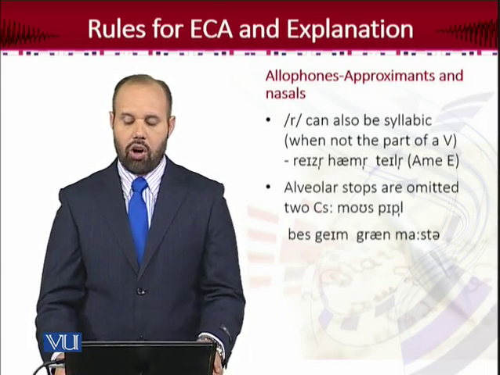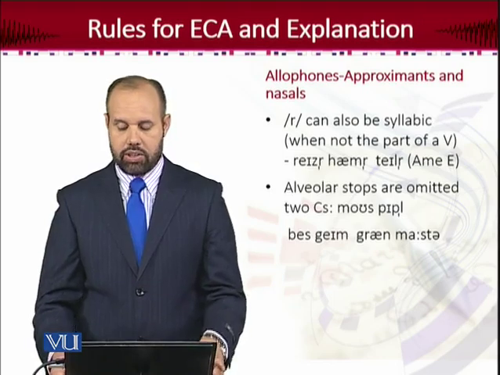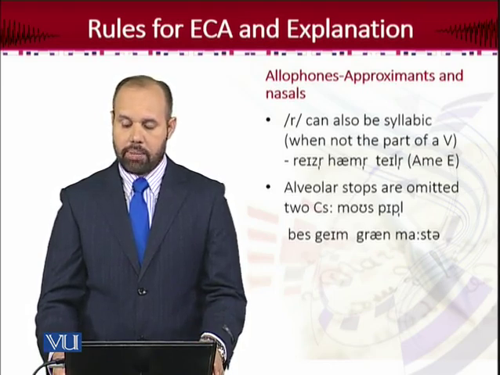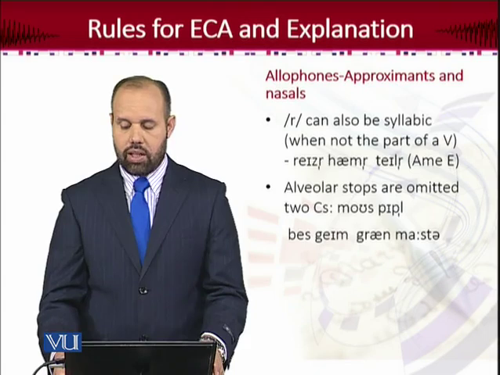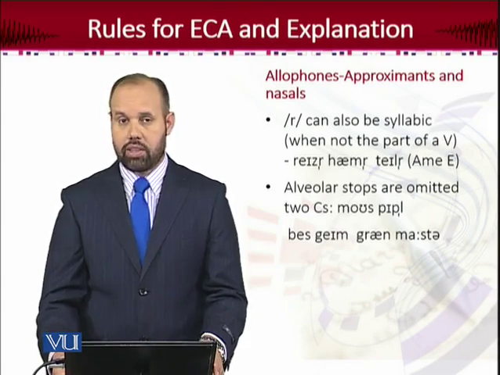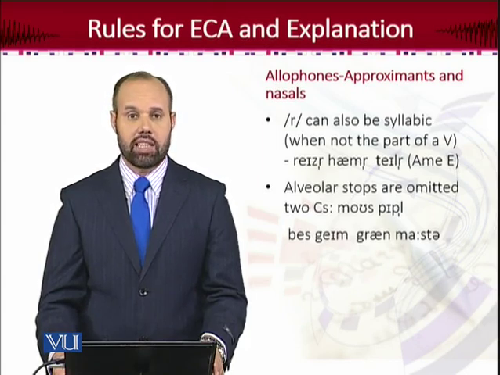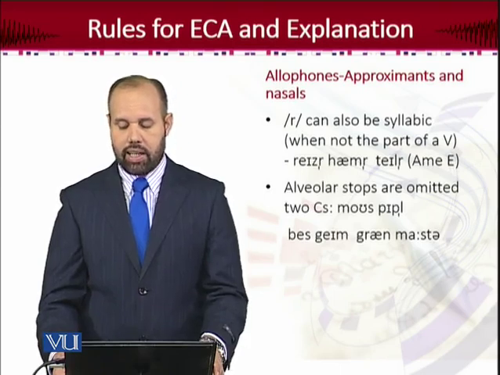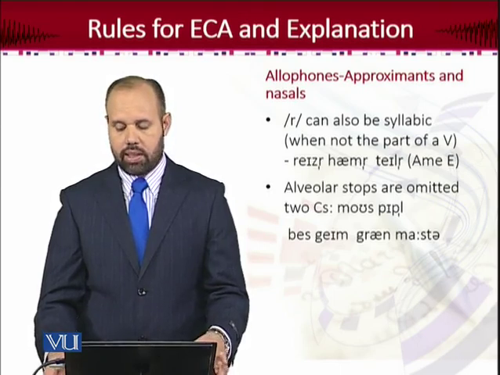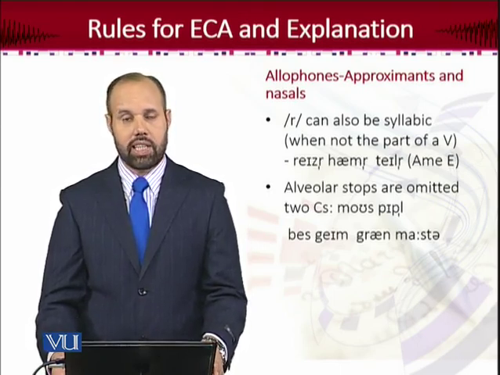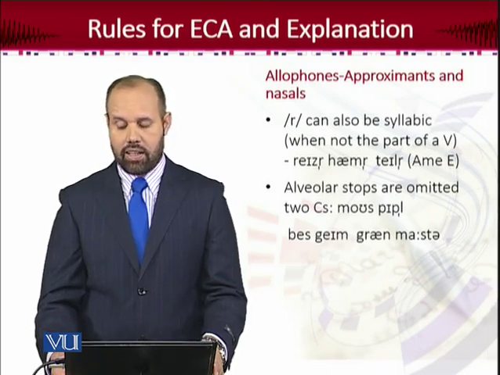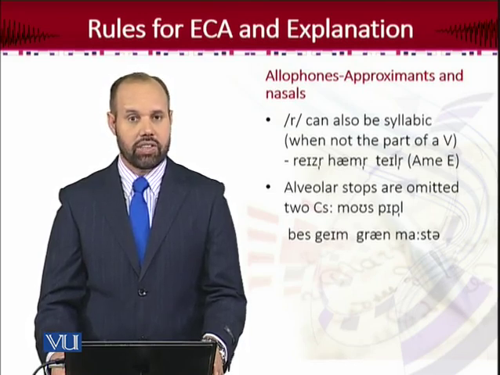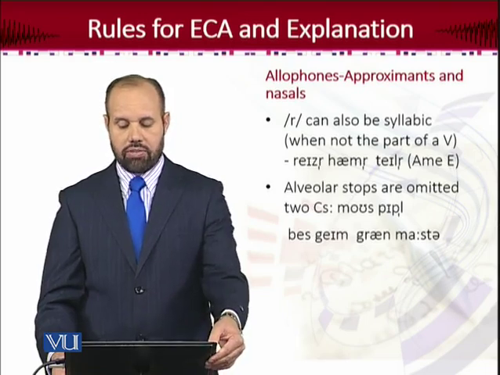Then alveolar stops are omitted in some cases. Alveolar stops are t and d. They may be omitted, okay? Like the most people, right? So the t of most is deleted. Most people. And then like in best game, the t of best is deleted. Best game. And then grandmaster, the d in grand is deleted, right? So it's another feature of this allophonic quality.